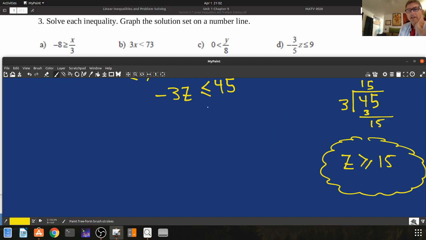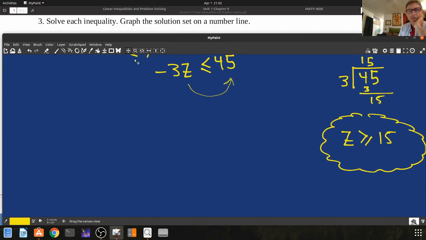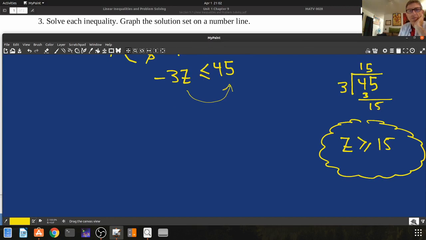Right here and approach this another way. Let's switch sides. I'm going to put my minus 3z on this side and my 45 on the other side. When my 45 moves to the other side, it becomes minus 45. And when my minus 3z goes to the other side, it becomes plus 3z.